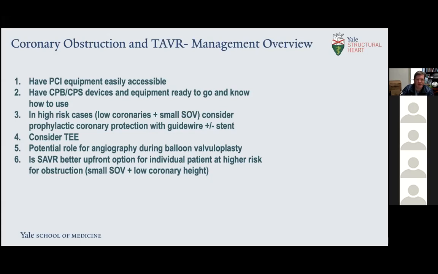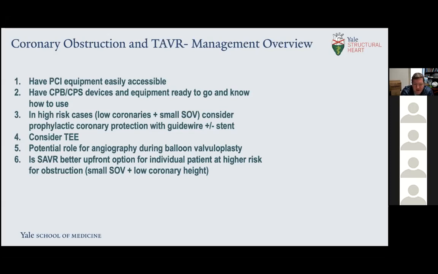I think often we think in patients who have small sinus of Valsalva and low coronary heights that surgical aortic valve replacement, especially in low or intermediate risk patients, is something to strongly consider. That sort of anatomy is not as favorable for a transcatheter valve. And we in fact have had a number of cases with small sinuses and low coronary heights that we've sent to surgery. I will highlight that obstructing the coronaries with surgery can happen as well.